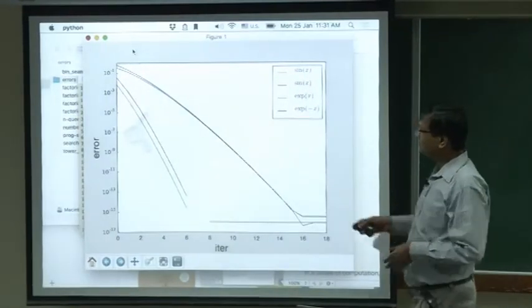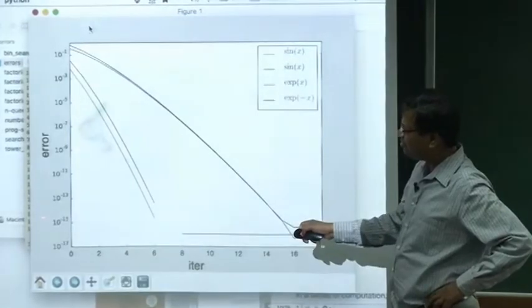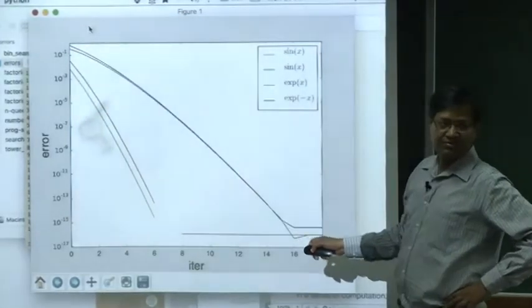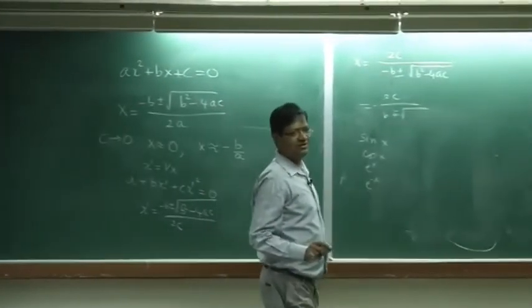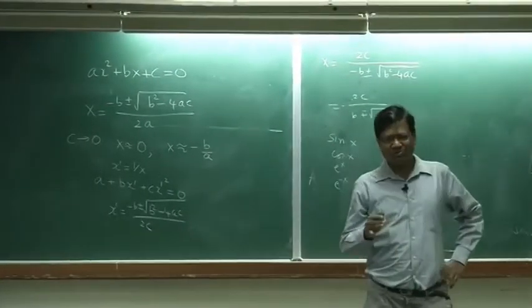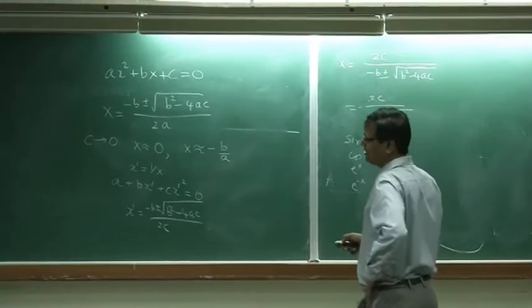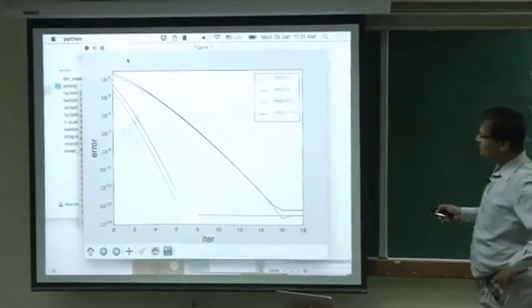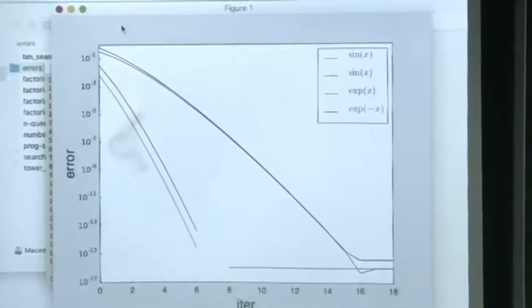So, sin and cos converge quite quickly. By 8 terms my error has gone down to 10 power minus 15, which is quite accurate. I rely on my computation to 8 decimal places maximum. But for exponential, I need 18 terms to get an error of the order of 10 power minus 15.